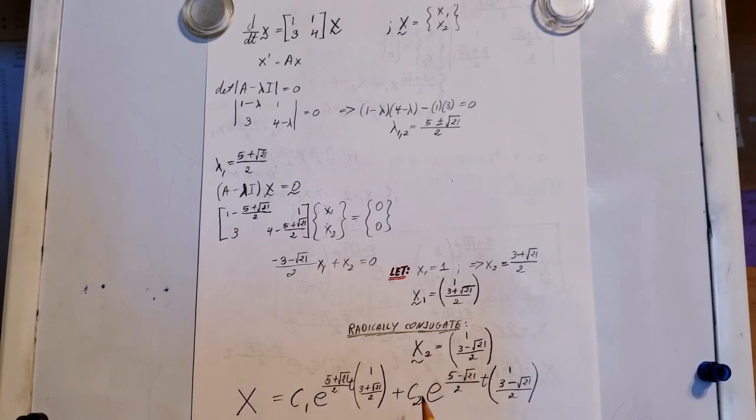But generally, it will still have the same structure, right? We will still have c's, the constant, we will have e to the power of the eigenvalue, we will have the t, and we will have the vectors. And there it is.